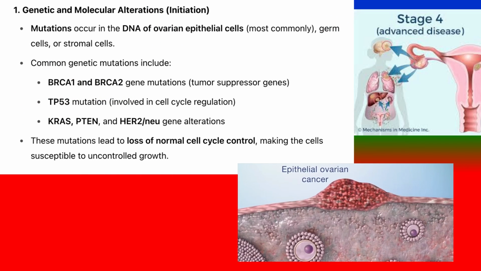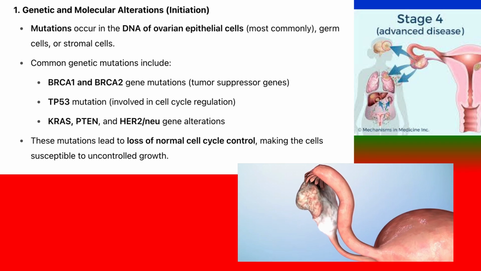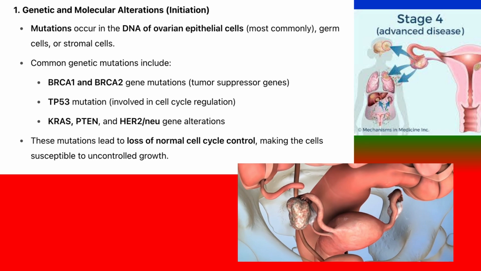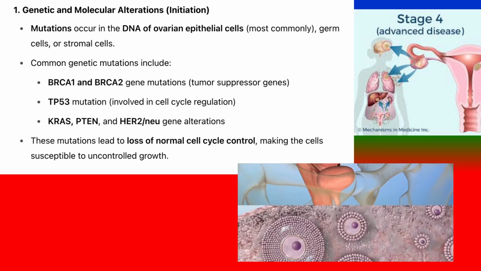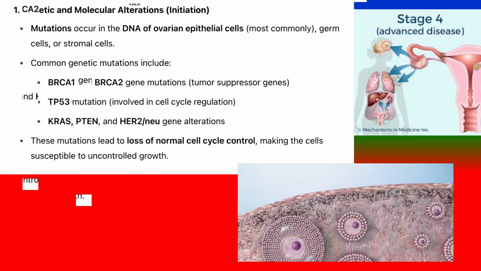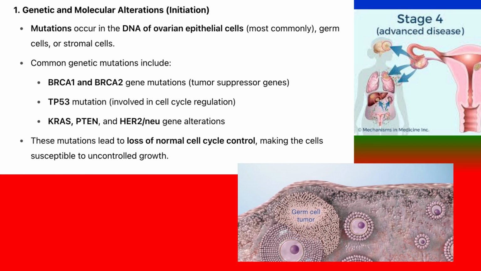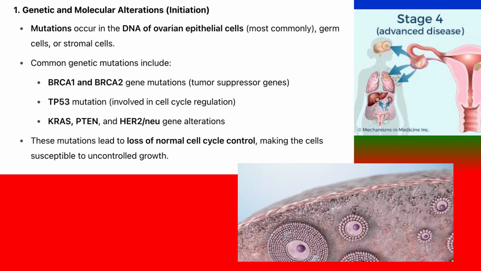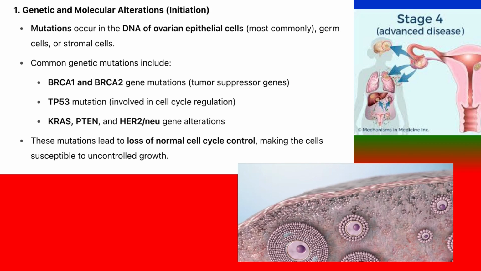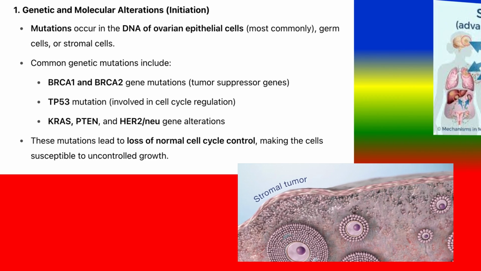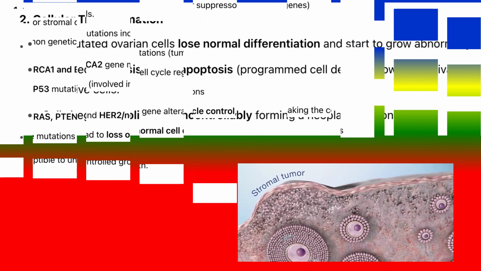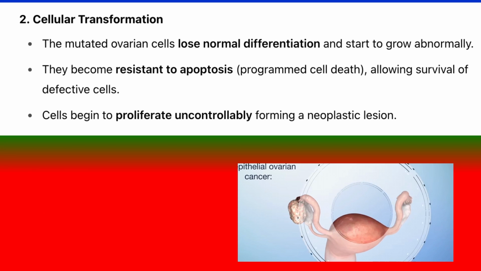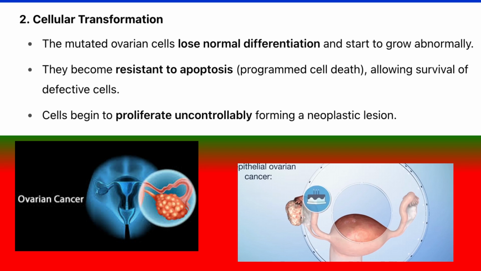Mutations occur in the DNA of ovarian epithelial cells, most commonly germ cells or stromal cells. Common genetic mutations include BRCA1 and BRCA2 gene mutations, tumor suppressor genes, TP53 mutation, involved in cell cycle regulation, PTEN, and HER2/neu gene alterations. These mutations lead to loss of normal cell cycle control, making the cells susceptible to uncontrolled growth. 2. Cellular transformation. The mutated ovarian cells lose normal differentiation and start to grow abnormally.